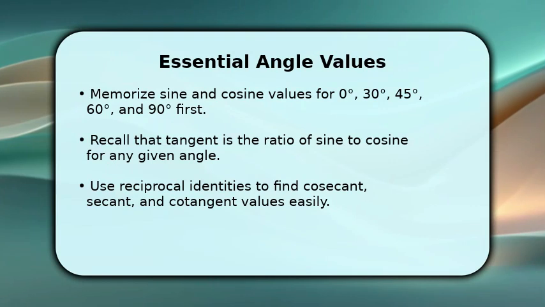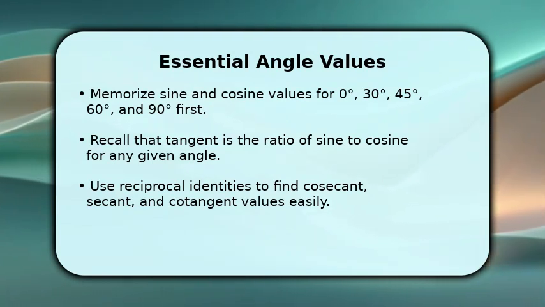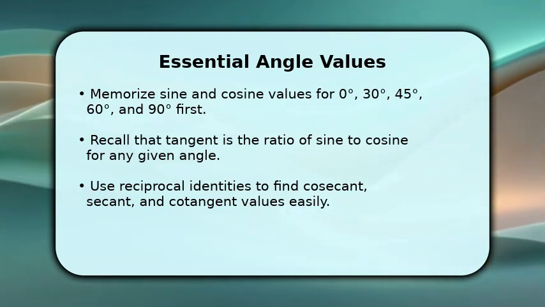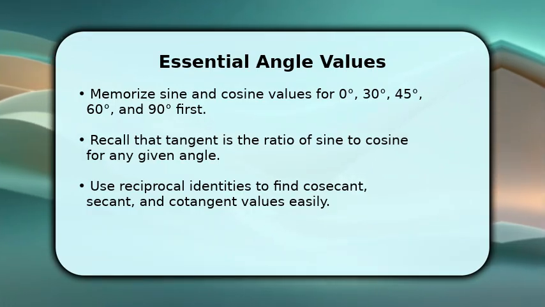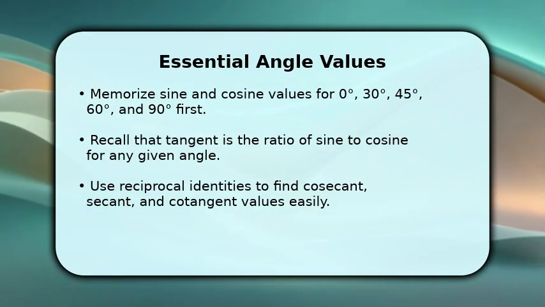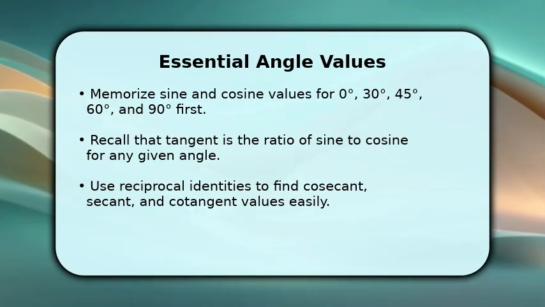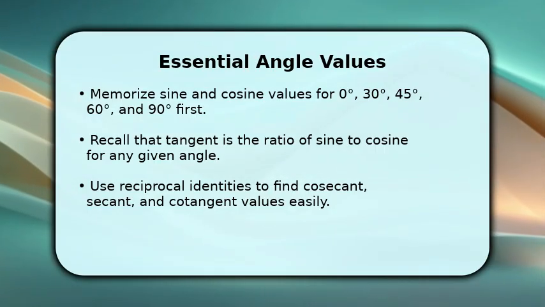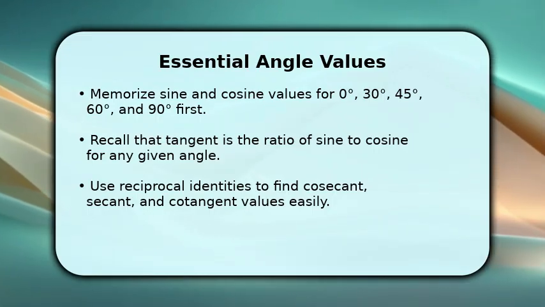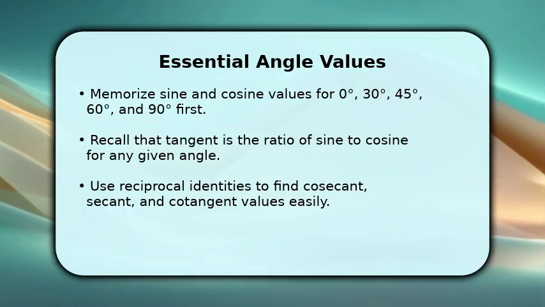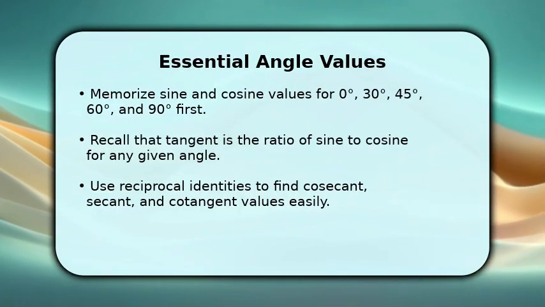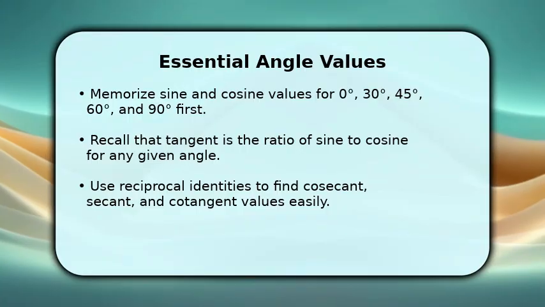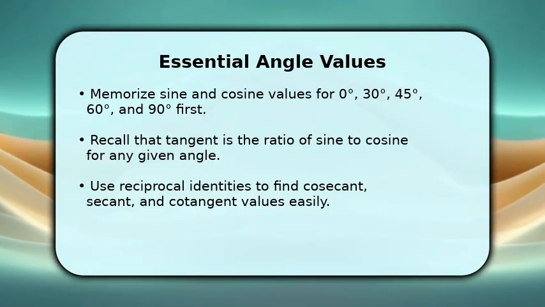Now, let's dive into the essential values. Start by memorizing the sine and cosine values for 0, 30, 45, 60, and 90 degrees. For example, sine of 30 degrees is 1/2. Once you have these, remember that tangent is simply sine divided by cosine. Then, use the reciprocal identities. Cosecant is 1 over sine, secant is 1 over cosine, and cotangent is 1 over tangent. This method simplifies learning significantly.